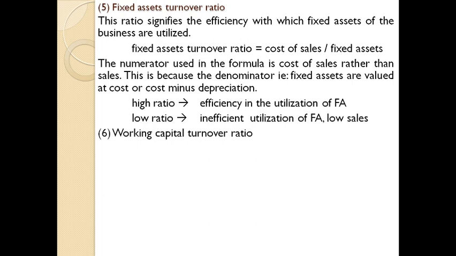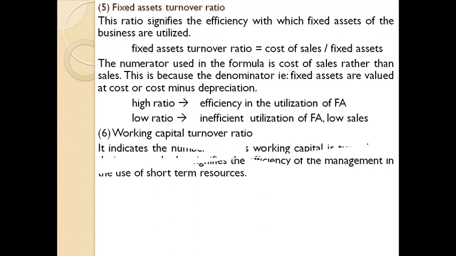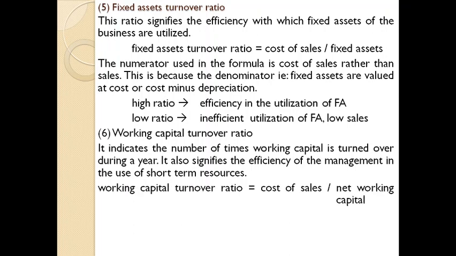Next one, working capital turnover ratio. The working capital turnover ratio indicates the number of times working capital is turned over during a year. It also signifies the efficiency of the management in the use of current or short-term resources of a firm. It can be calculated using the formula: working capital turnover ratio equals cost of sales divided by net working capital. Cost of sales is another term which can be used synonymously with cost of goods sold.